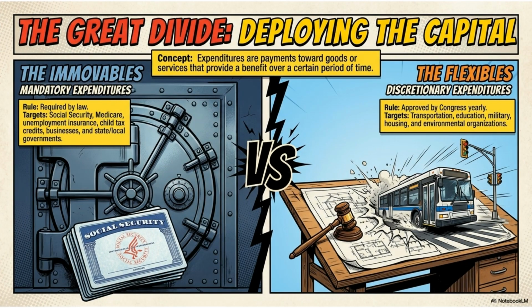The Great Divide is about deploying the capital as expenditures, which are payments for goods or services that provide a benefit over a certain period of time. Mandatory expenditures, or the immovables, are required by law, such as Social Security. Discretionary expenditures, or the flexibles, are approved by Congress yearly for things like transportation and military.